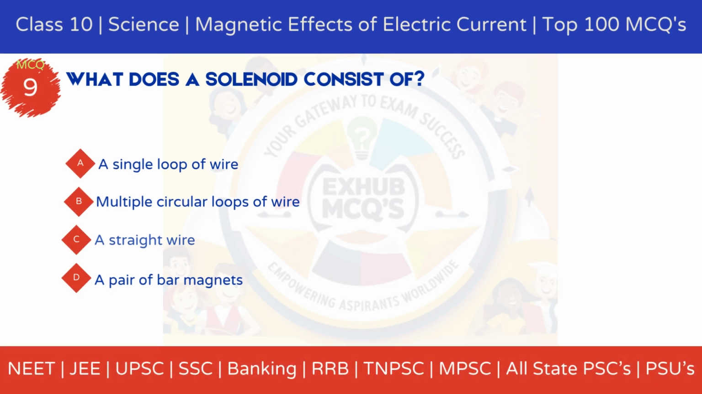MCQ 9. What does a solenoid consist of? Option A. A single loop of wire. Option B. Multiple circular loops of wire. Option C. A straight wire. Option D. A pair of bar magnets.